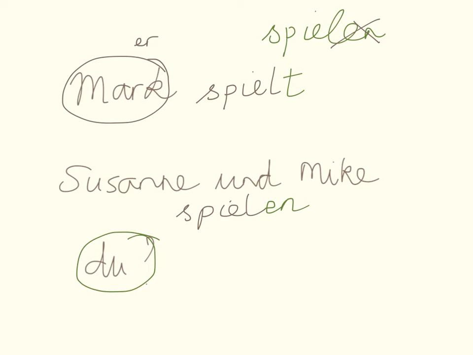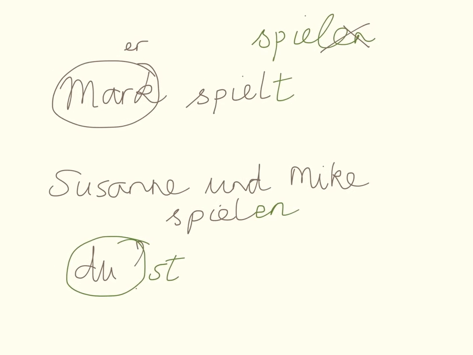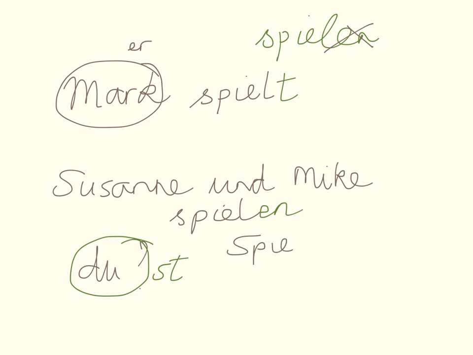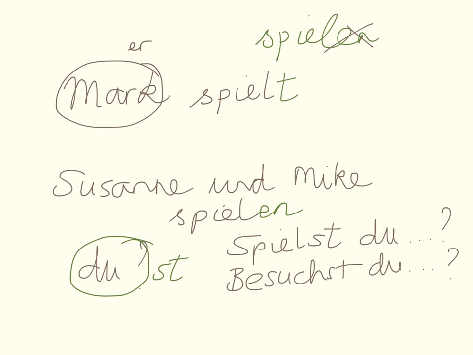Do. Well, as we know, st is the ending that goes with du. If I want to say, do you play, or do you do, or do you visit, I have to put the verb first because do you doesn't exist in German. So all I have to do is write spiel with the correct ending to make it into a question. Spielst du Tennis? Do you visit friends? Besuchst du Freunde? And finally, do you do your homework? Machst du deine Hausaufgaben?